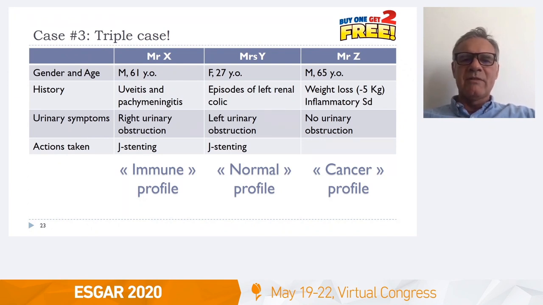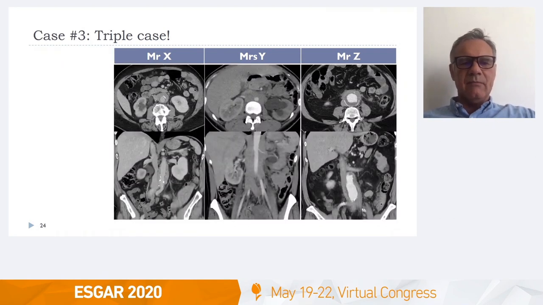So with completely different profiles, there is an immune profile for patient X, a normal profile, I would say, for patient Y, and a cancer profile for patient Z. Now let's take a look at their imaging features. So you see, all of you, I guess, have identified that the problem is not in the peritoneum, but in the retroperitoneum. More precisely, it's a midline retroperitoneal, periaortic problem.